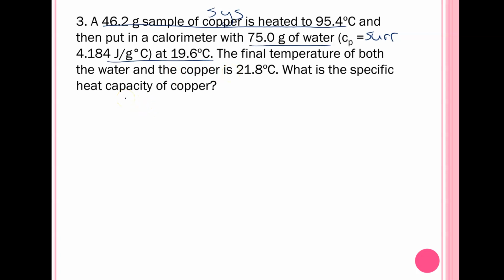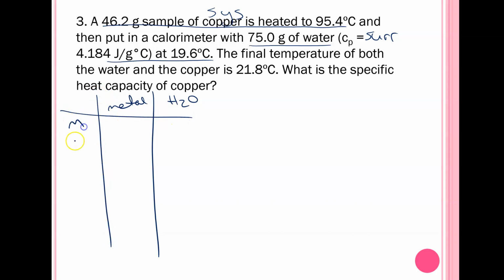So you've got all these numbers. It helps sometimes if you can break it apart into a chart and kind of see what's going on. So put all your variables in here.